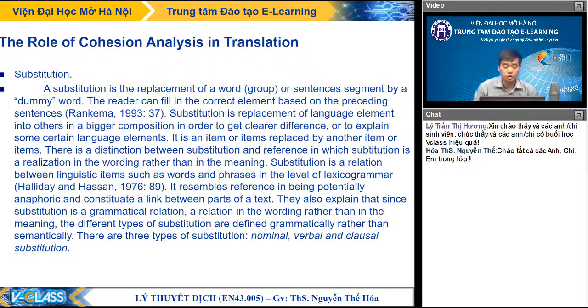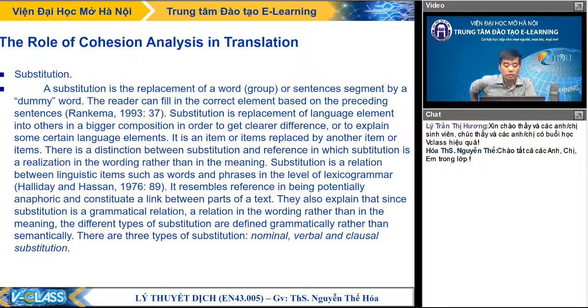Now, what about substitution? Substitution is the replacement of a word, group, or sentence segment by a dummy word. What is a dummy? It means something that is rather difficult for us to understand, so the reader can fill in the correct element based on the preceding sentences. So substitution is the replacement of one language element by another in a bigger composition, in order to get a clearer difference or to explain a certain language element. It is an item or items replaced by another item or items.